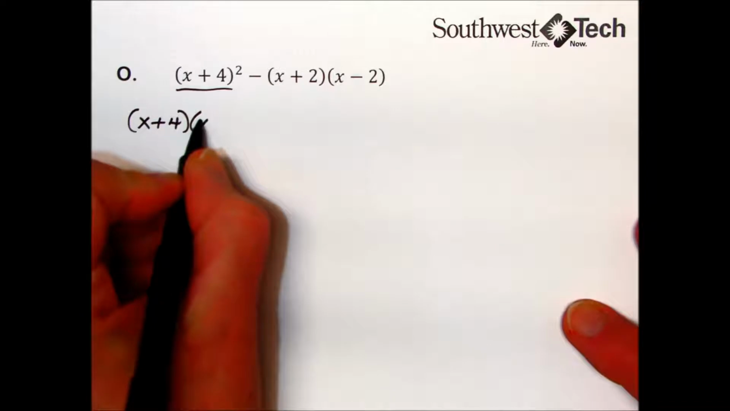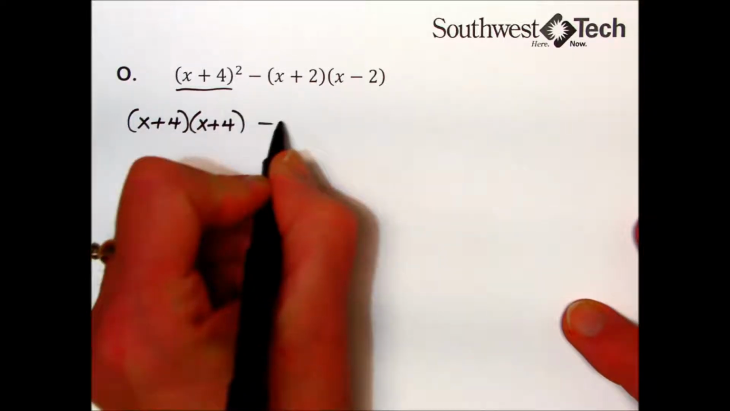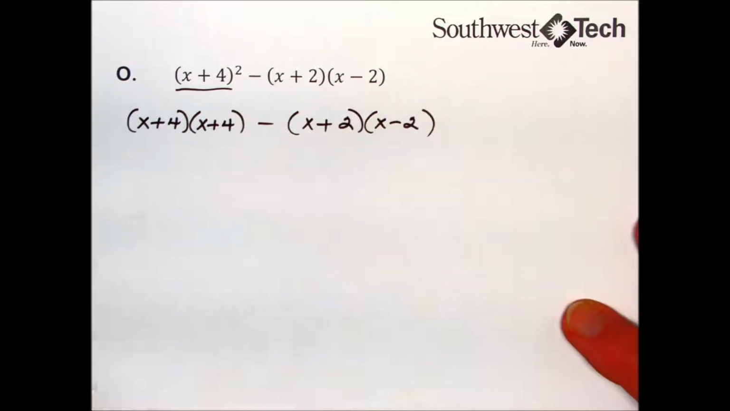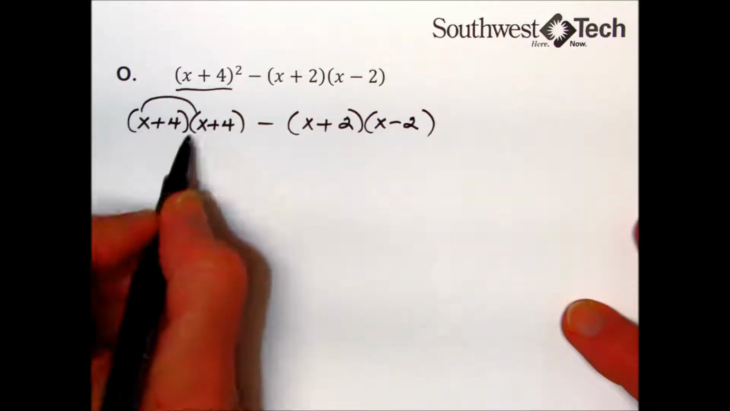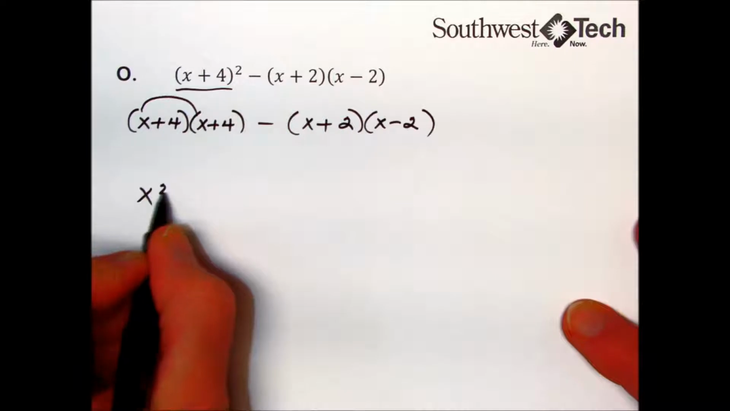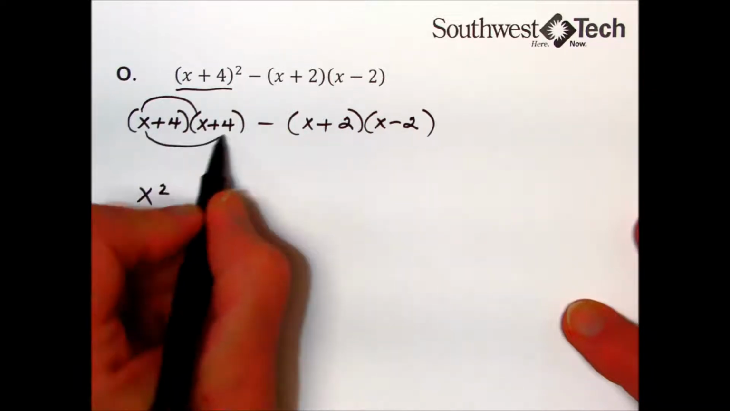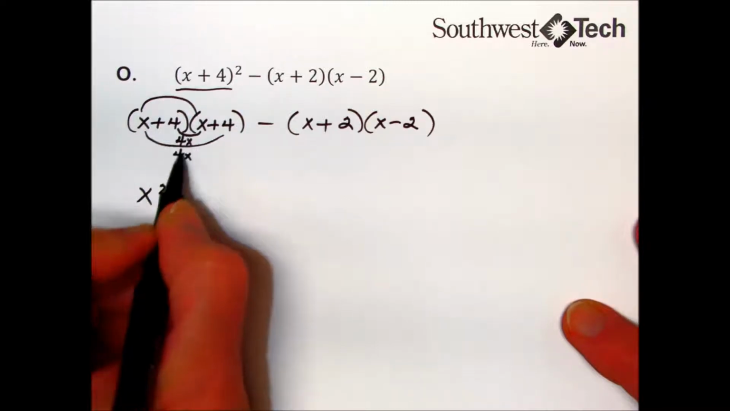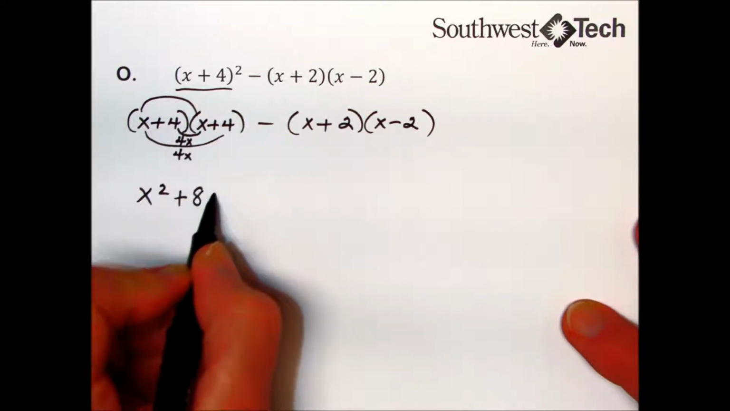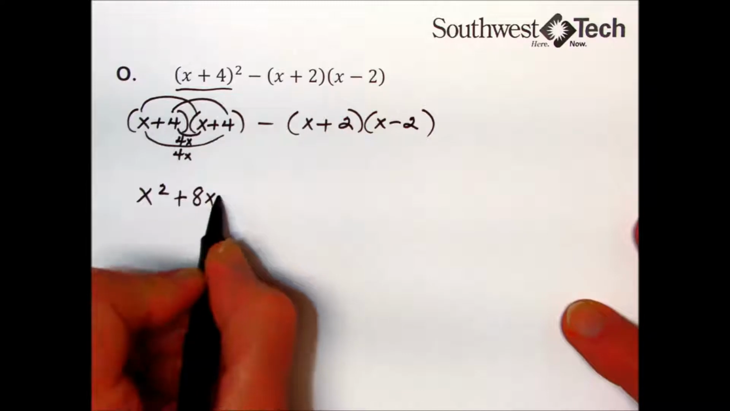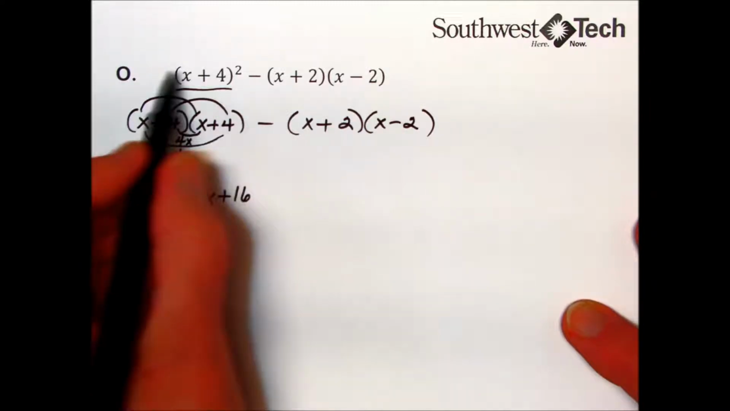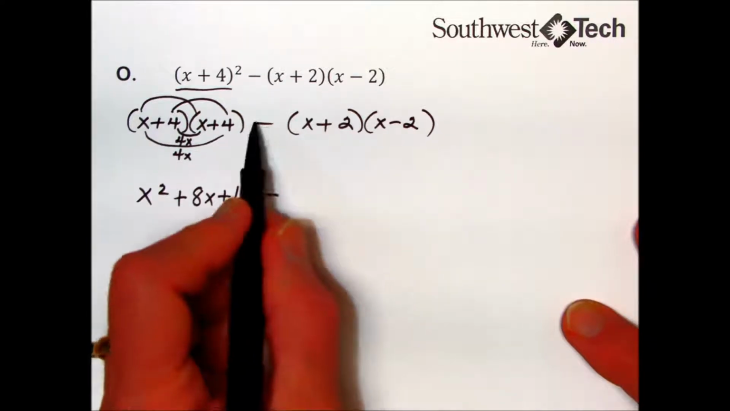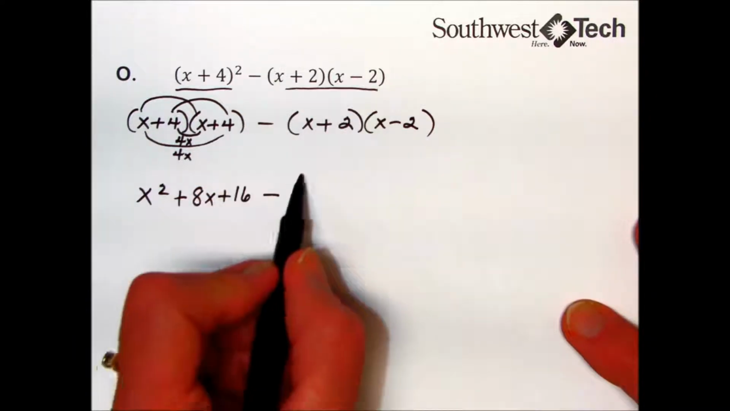I'm going to write it out in expanded form and do the multiplication using FOIL method. First terms multiplied gives us an x squared. Outside would give us a 4x. Multiplying the inside would give us a 4x, which adds up to be an 8x. And last terms gives us a 16. That's the result of the first binomials, minus this whole product.